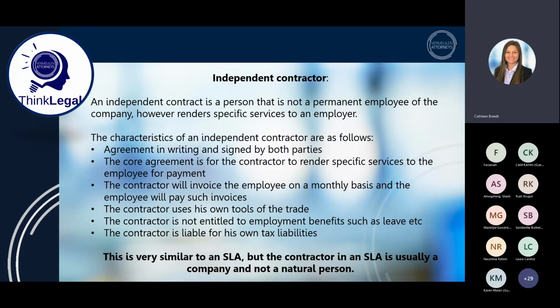And then I just made a note. You'll see later on in the presentation, we'll get to an SLA, which is a service level agreement. So an independent contractor sounds a lot like a service level agreement, but the difference between the two is an independent contractor is usually a person that renders a service, whereas an SLA is usually between two companies, where it's a company rendering a service on behalf of your company.